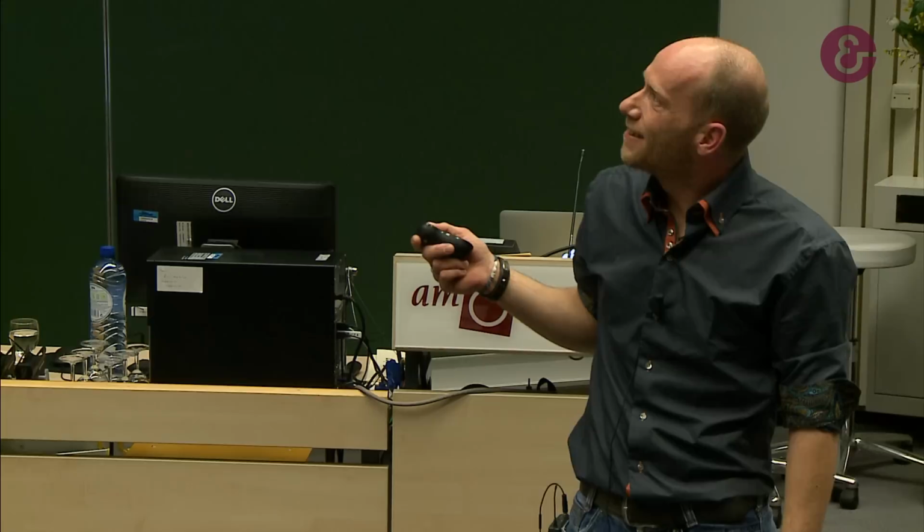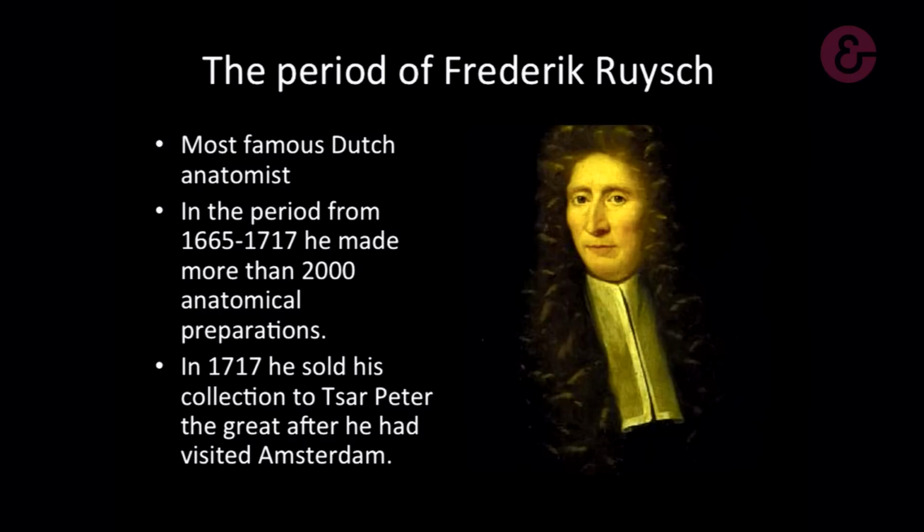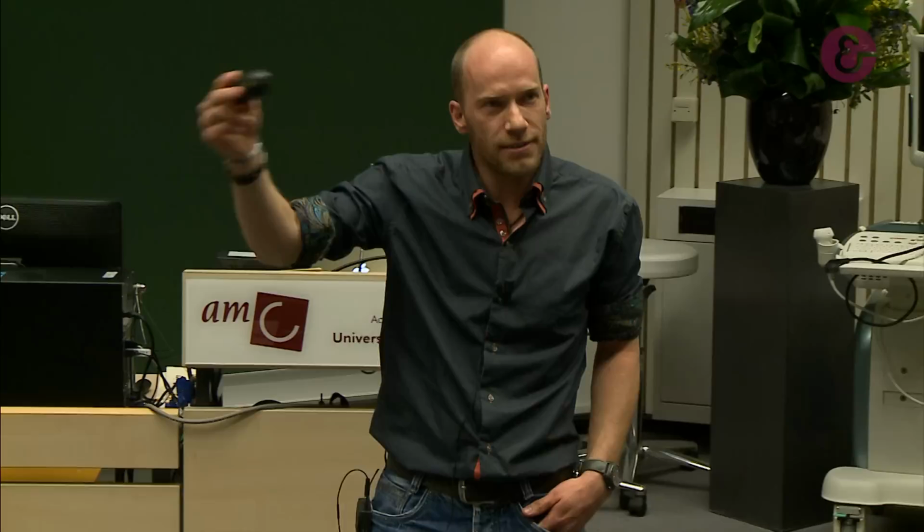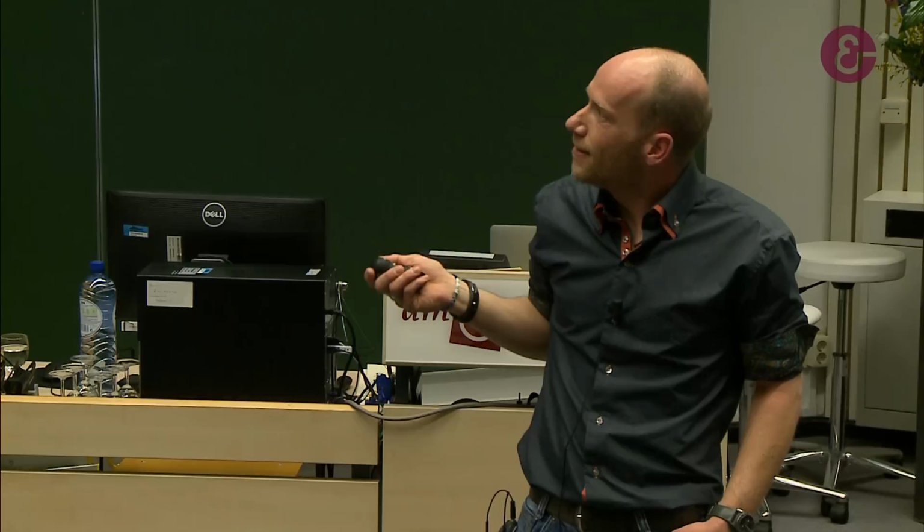The 17th century is also the time of Frederik Ruysch. And Frederik Ruysch is, I think, the biggest anatomist of the Netherlands. He made more than 2,000 anatomical preparations. He was so famous that even Tsar Peter the Great came over to the Netherlands and was interested in his anatomical preparations, knowing that to understand humans, you have to understand the anatomy. So he bought a complete collection.